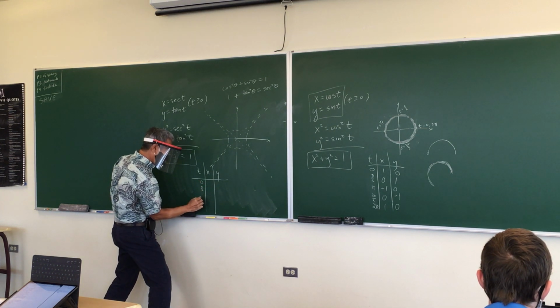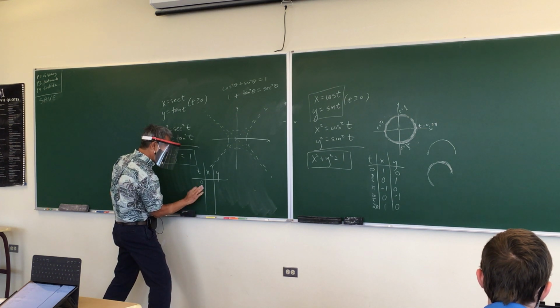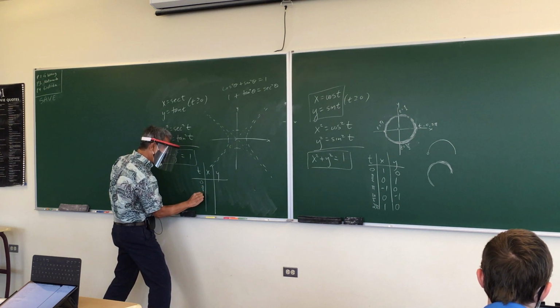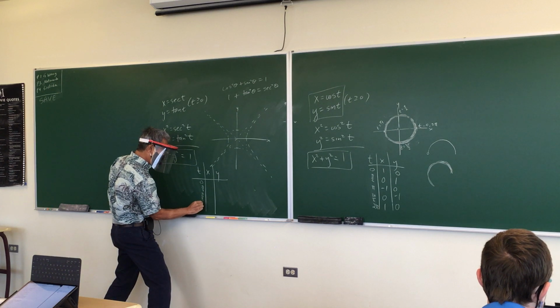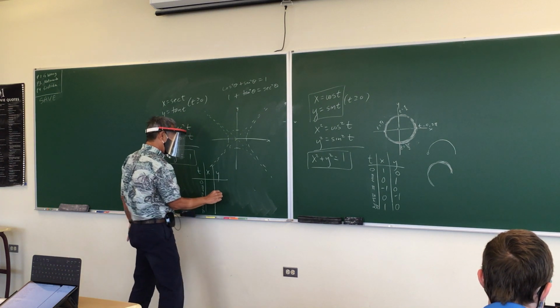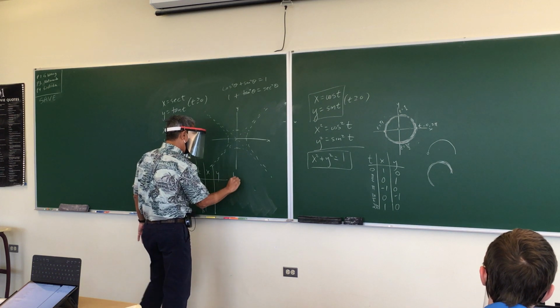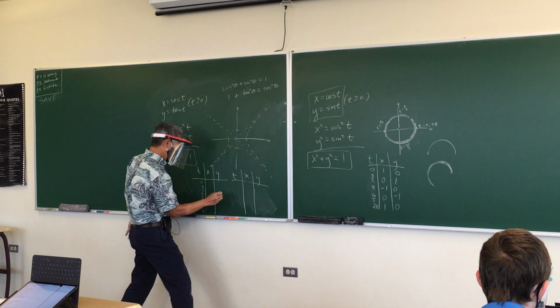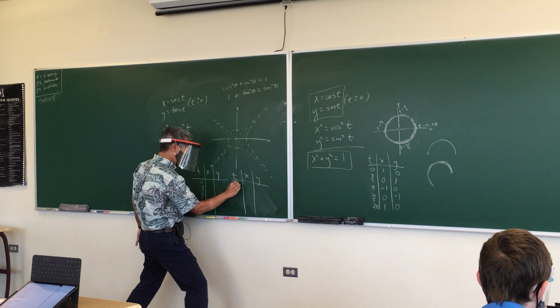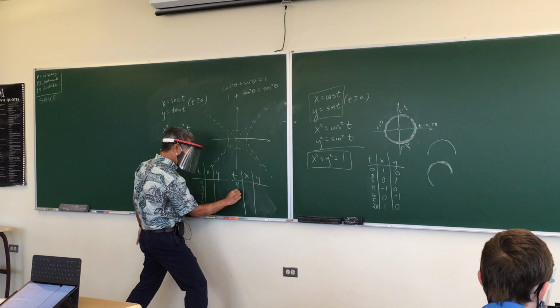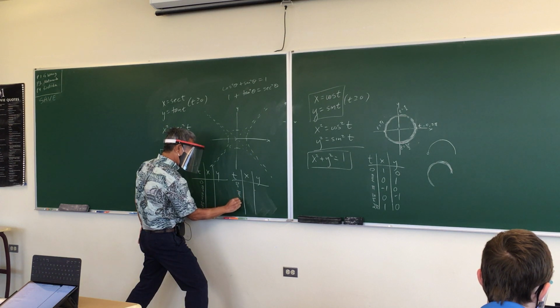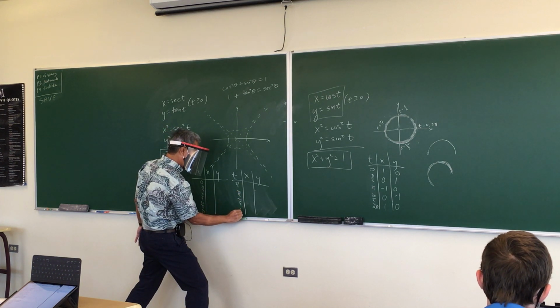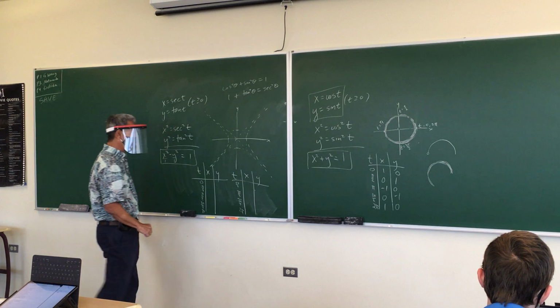Pi over 2. Oh, you know what? Let's go pi over 4, pi over 2, 3 pi over 4, pi. Darn it. We're going to have to continue the chart on this side then. Okay, what comes after pi? 5 pi over 4, 3 pi over 2, 7 pi over 4, 2 pi. Okay, you just start filling in the chart.